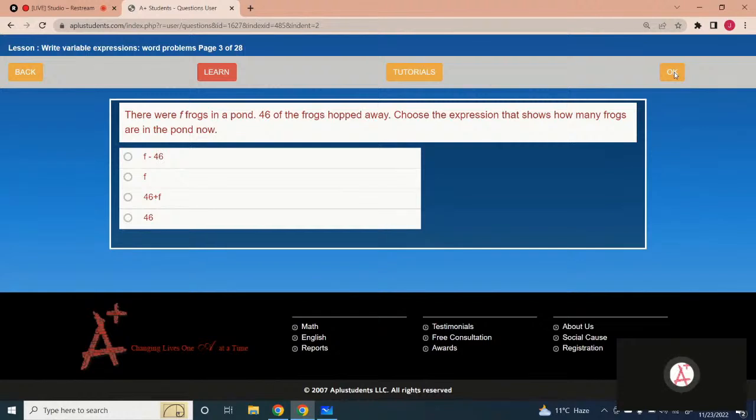There were F frogs in a pond. 46 of the frogs hopped away. Choose the expression that shows how many frogs are in the pond now. So which option is the correct one? Hopped away means they left the pond. Got it? So the variable, yes, it is F minus 46.